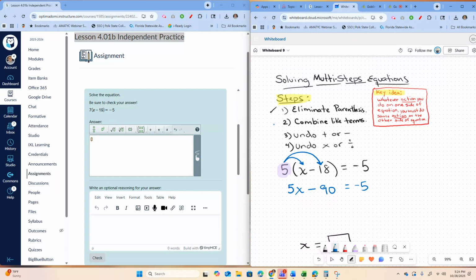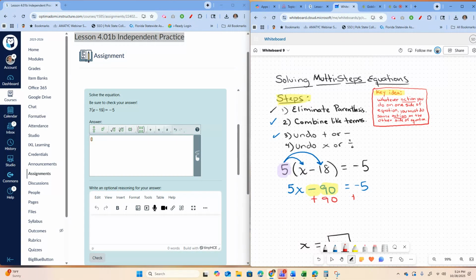All right. Next step is something called combine like terms. You only do that when you have multiple x's. But here the x only shows up once, so we're not going to do that step here. Next step is to undo any addition or subtraction. If you look here, this 90 is being subtracted from the x. So the opposite of subtracting 90 is to add 90.